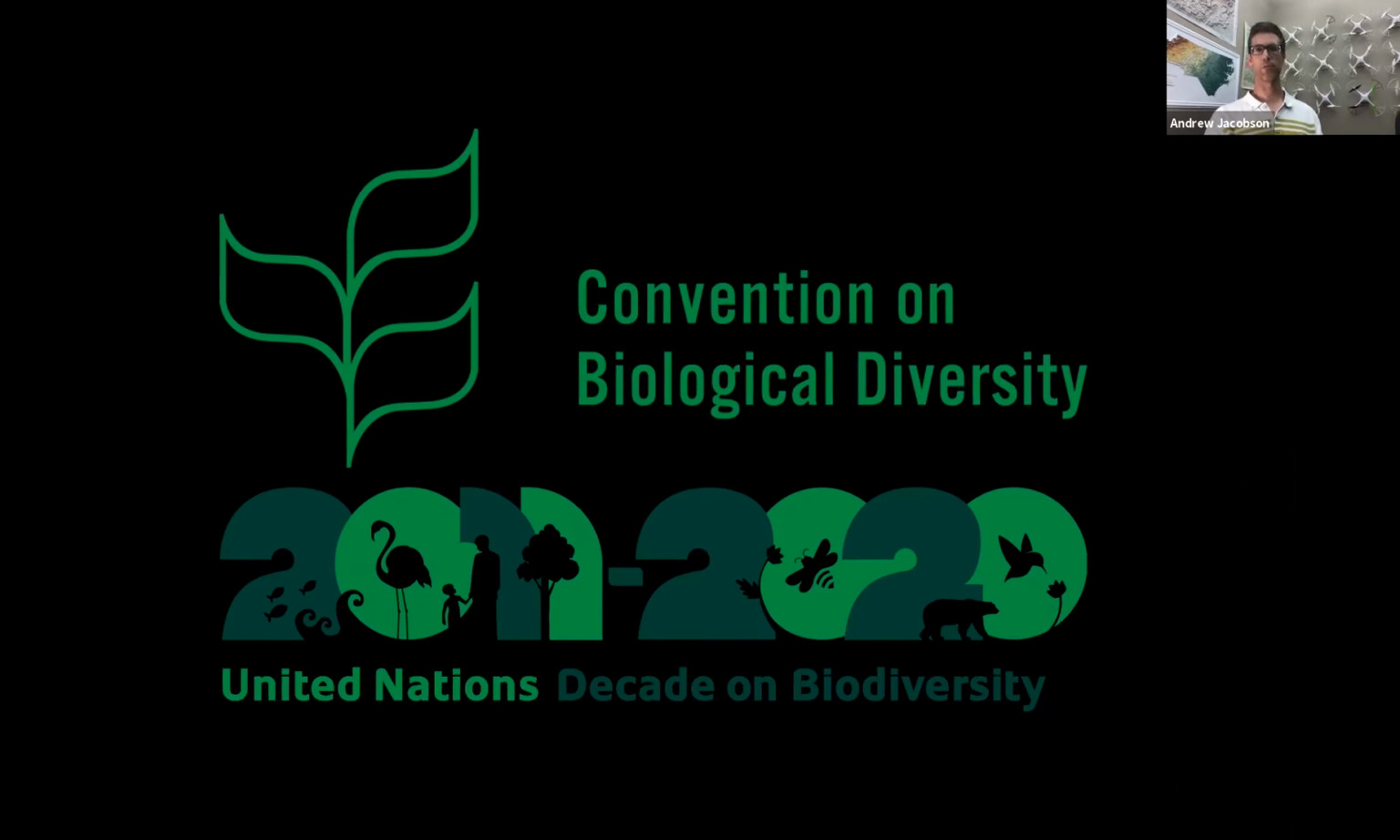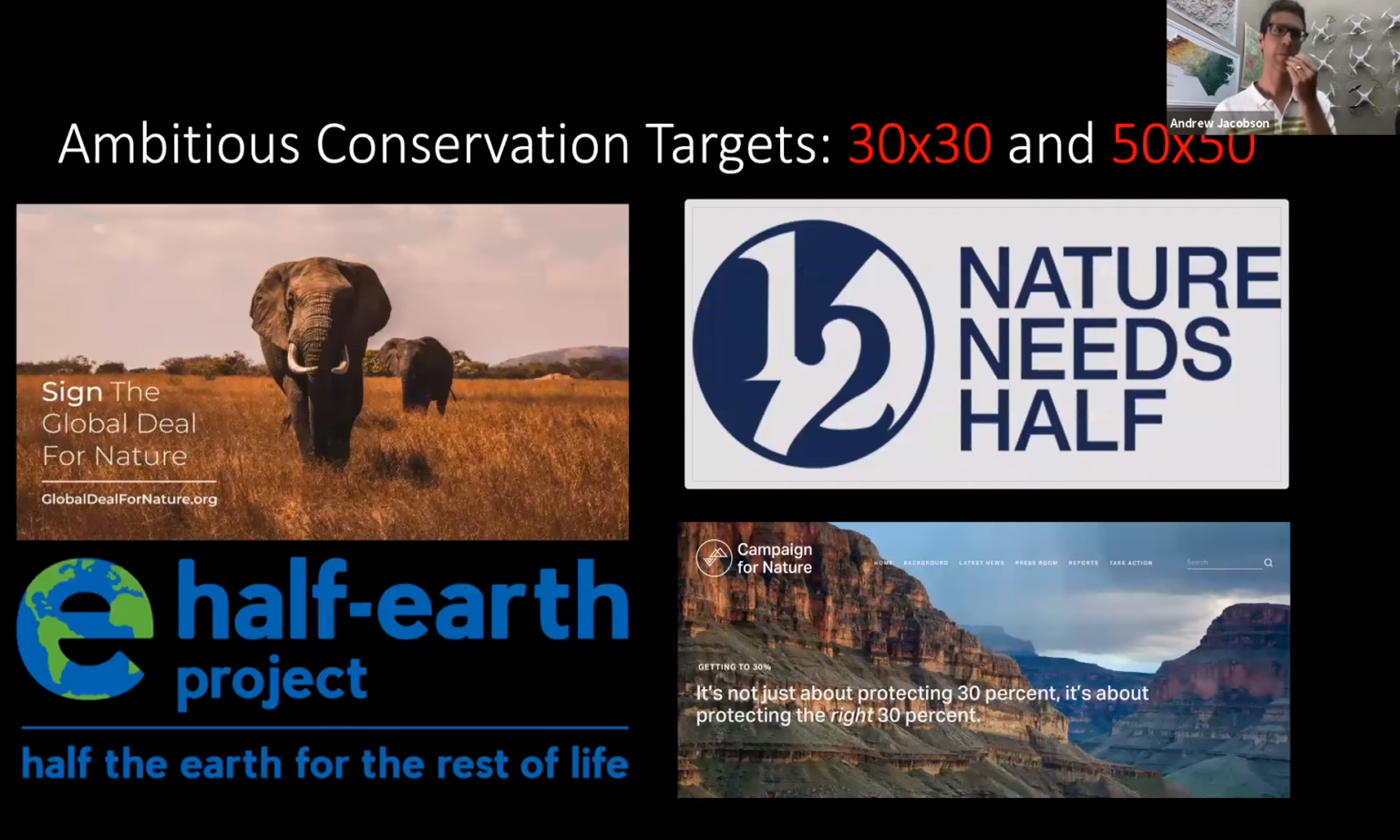How much of the Earth should be protected? The crazy, audacious targets being discussed were 30% of the planet by 2030, 30 by 30, and protecting 50% of the planet by 2050. So half of Earth, right? These targets are being led by several organizations, such as the Half Earth Project, led by E.O. Wilson, Nature Needs Half, the Global Deal for Nature, and Campaign for Nature.